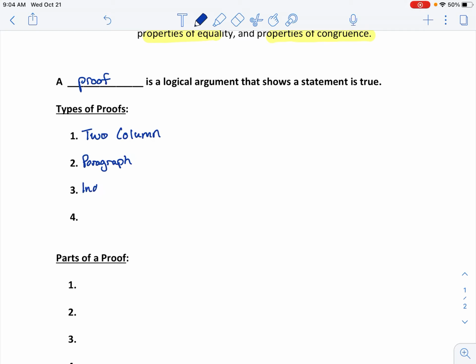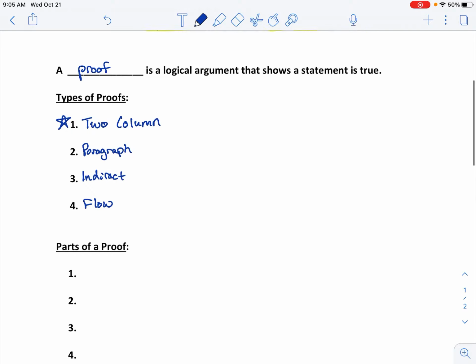There's something called an indirect proof, which I'm not going to spend too much time explaining right now, probably because we won't see much of it in this unit. I'm going to put that on pause, but I do want you to have it in your notes. The last type of proof that we may be exposed to is a flow proof. The biggest one I want you to focus on for the start of this unit is a two-column proof. When we introduce these other types of proofs, we will introduce them as if they were new as well. So two-column proofs: statements and reasons.